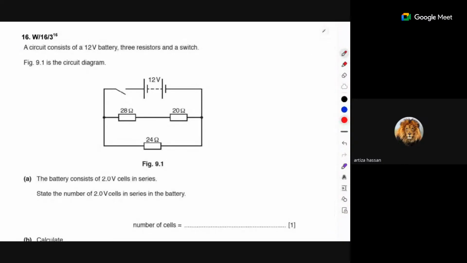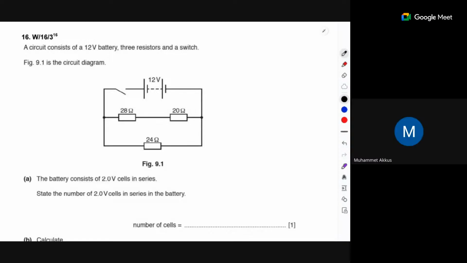Irtuza, if there is any harder question, you can send it to me. I will solve it for you. It's open for everyone. If you think there is any question which is harder for you and you are not getting it, please send it to me.